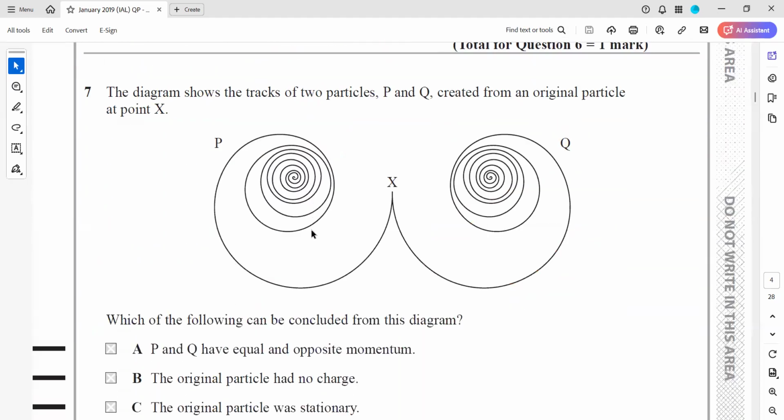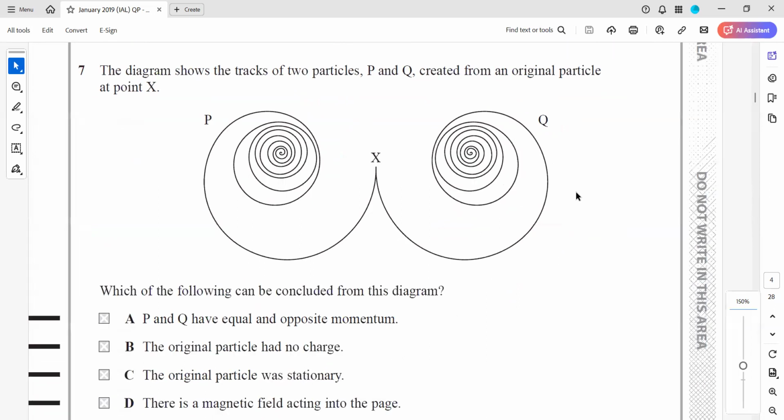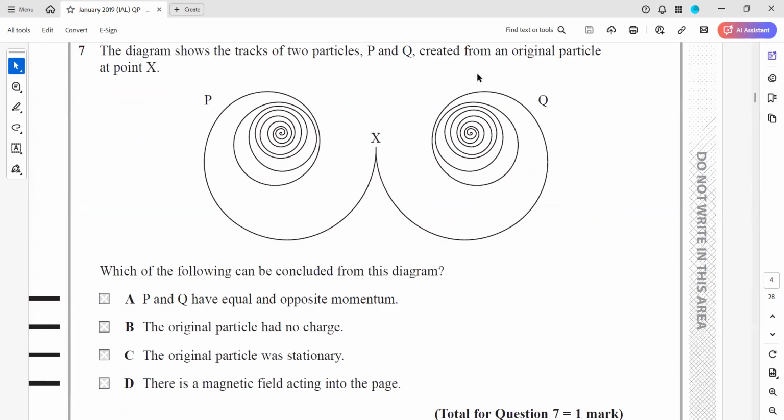The next question 7. The diagram shows the track of the two particles P and Q created from original particle point X. First thing, you don't see a track of X. So what you can conclude about the track of X, you can say X is a neutral particle. How? Because there is no track of the X. X breaks down into two more particles which are following different trajectories, which are deflecting in different directions. This indicates that X was a neutral particle.